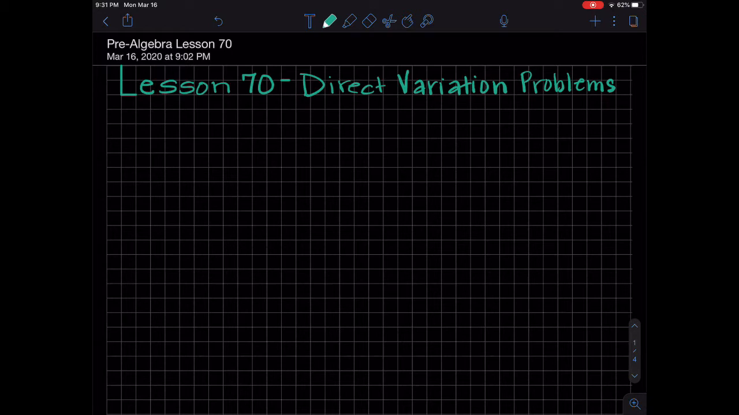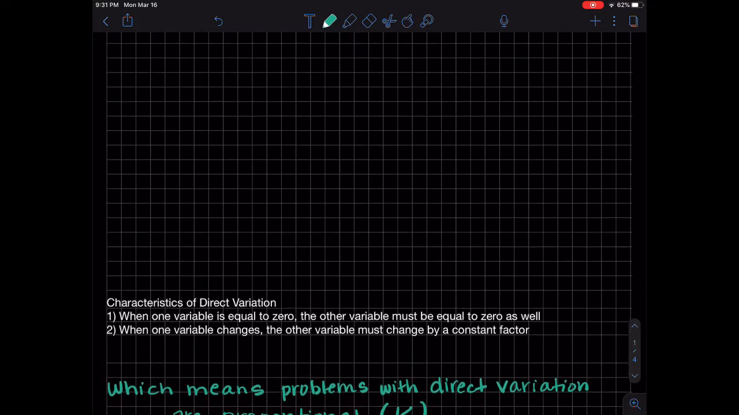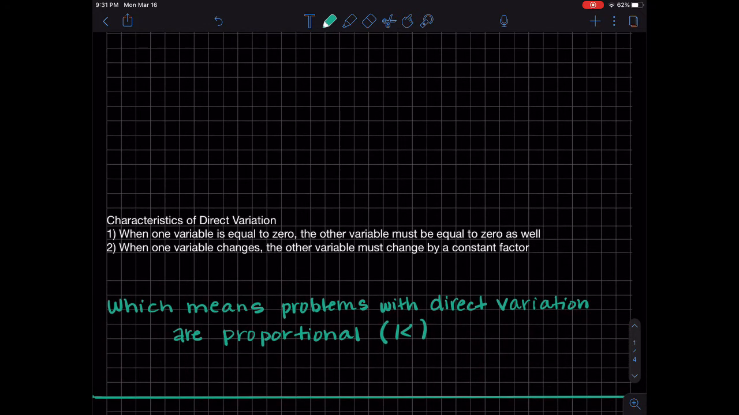If you'll recall in Lesson 69, we discussed direct variation, which has two characteristics. When one variable is equal to 0, the other variable must be equal to 0 as well. On a graph, this was at the origin, or 0, 0. When one variable changes, the other variable must change by a constant factor. On a graph, we're talking about m, or the slope.